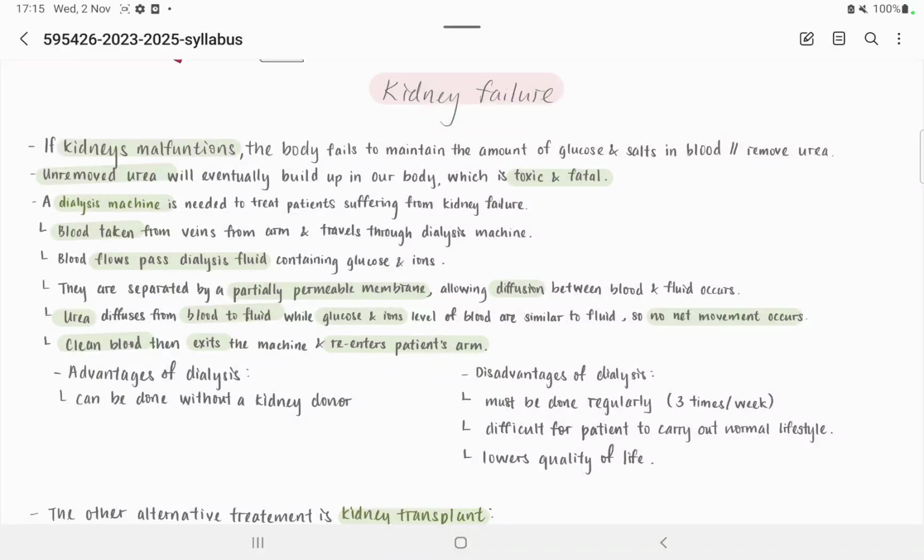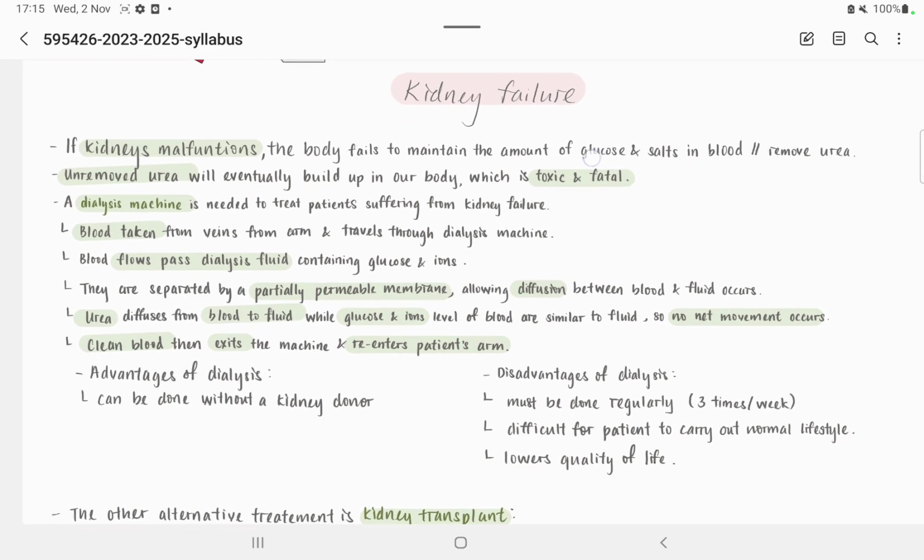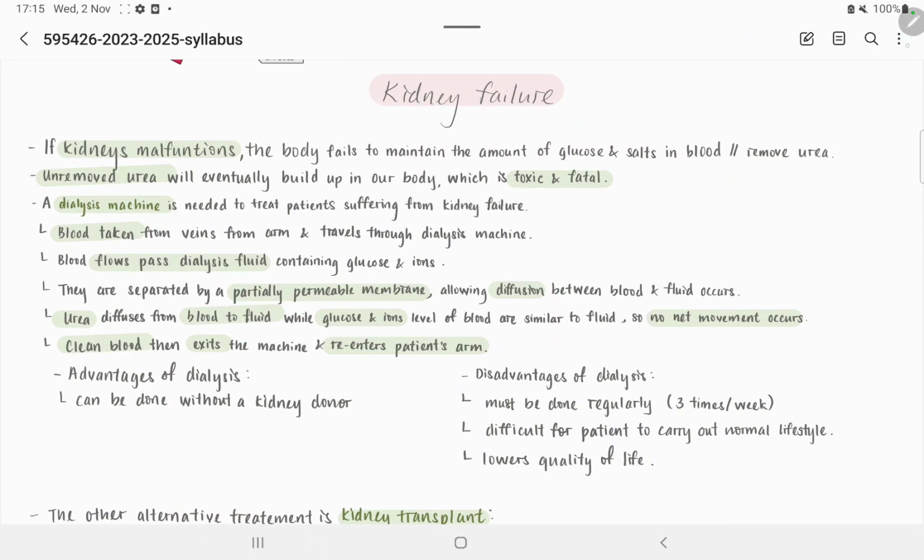Going to talk about kidney failure, which is the last part of chapter 13. If the kidney is malfunctioning, the body fails to maintain the amount of glucose and salts in the blood, or the kidney cannot remove urea. This urea remains in the body, so it will eventually build up and become toxic and fatal.